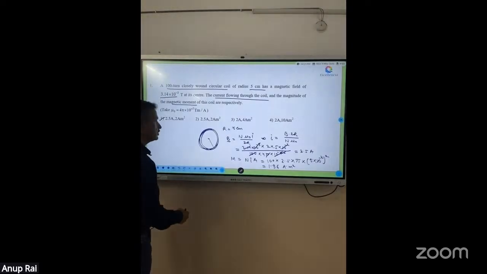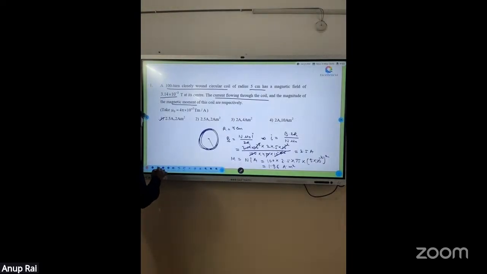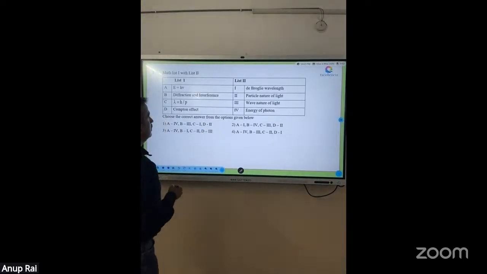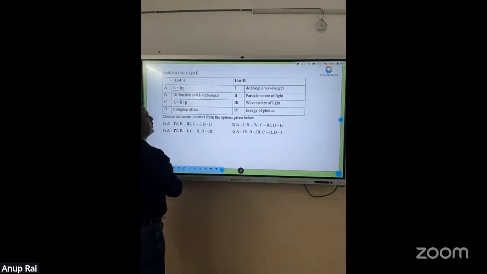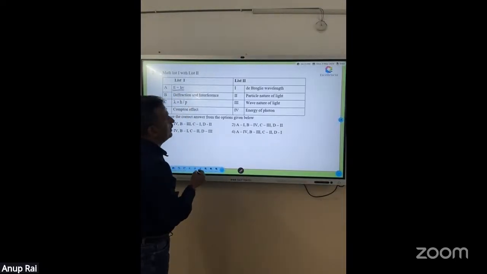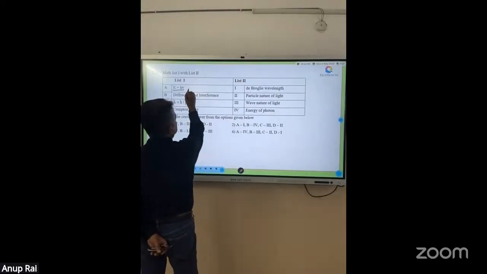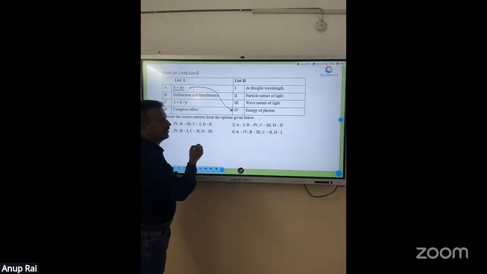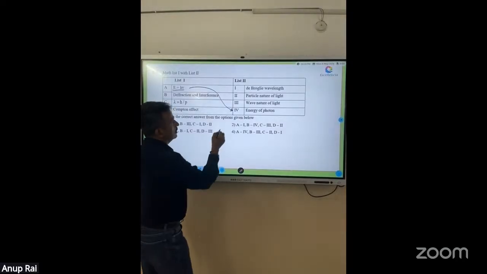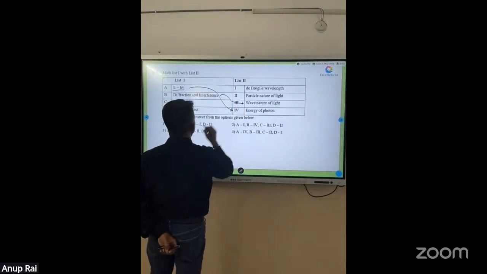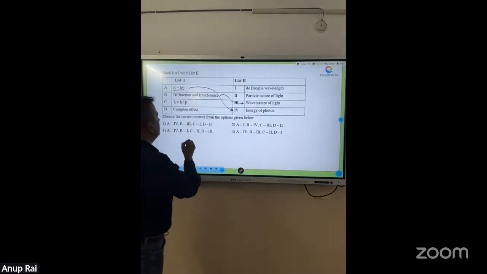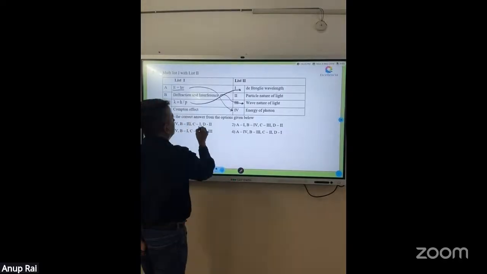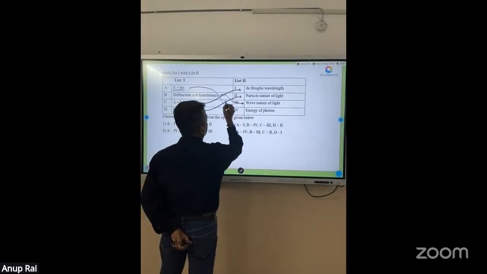Let's do the next question. Here we need to do matrix matching kind of questions. So first is E is equal to h nu. This is the photon energy. Okay. So energy of the photon. So first we go to the fourth. Diffraction and interference, these are the wave properties. So wave nature of light. Lambda is equal to h by p is the de Broglie wavelength. We know that. And Compton effect is the particle nature of the light.